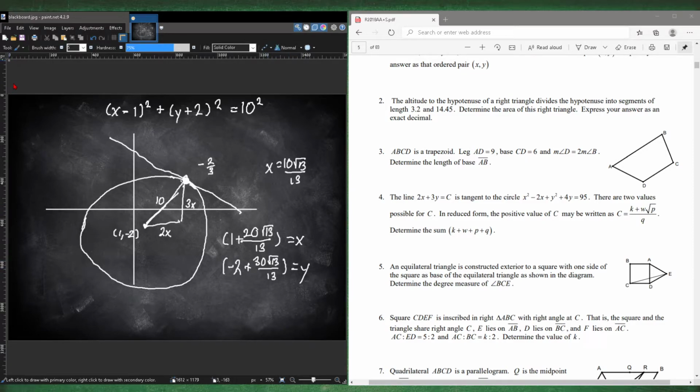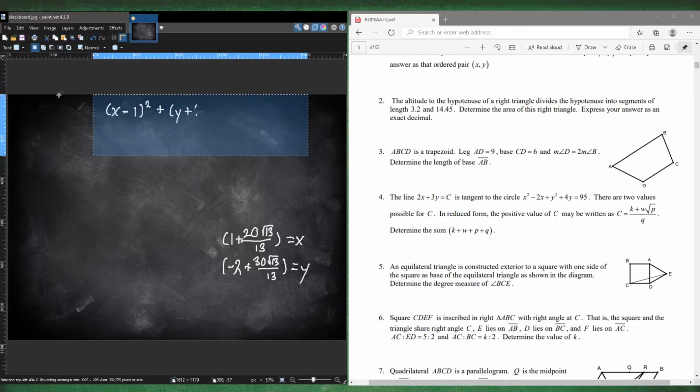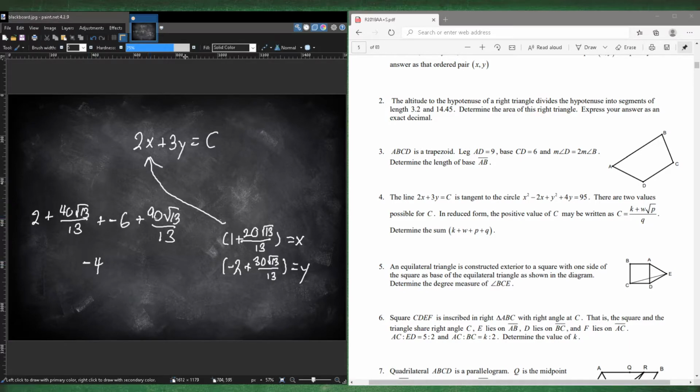And now we have our two values for x and y, so we don't need this diagram anymore. And now we just need to plug these points into 2x plus 3y to equal c, right? So just plug them in. And you get 2 plus 40 square root 13 over 13 plus 3 times negative 2 is negative 6 plus 90 square root 13 over 13. And then 2 and negative 6 makes negative 4. And 40 plus 90 is 130. 130 divided by 13 is 10, so plus 10 times that square root 13.